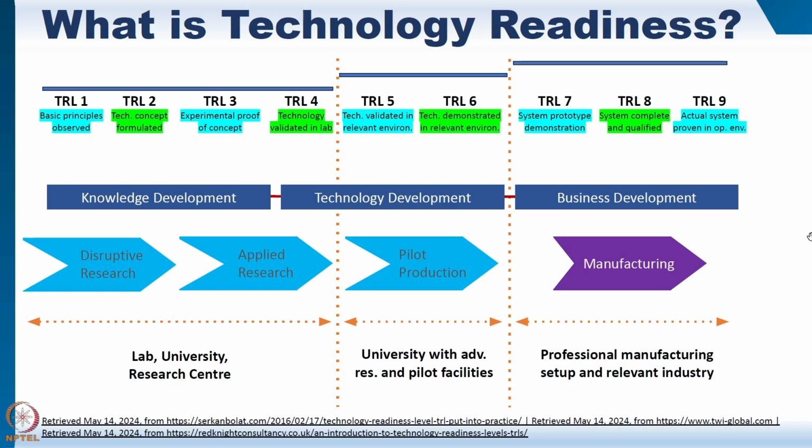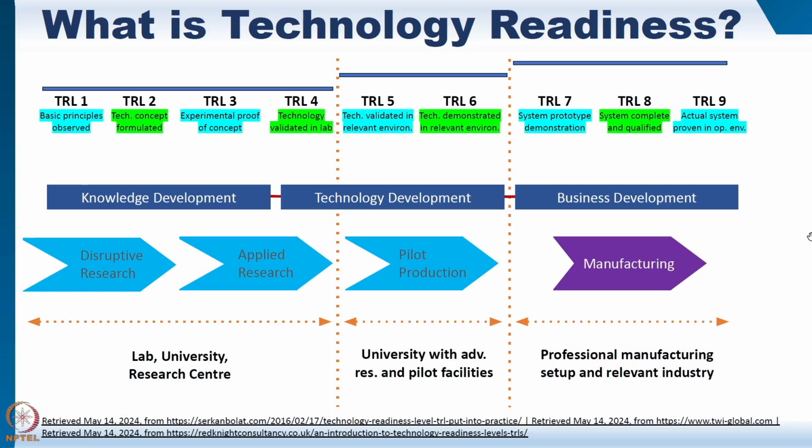The second is a university with advanced research facility and pilot facility. So it's going to more standard research facilities where you can do pilots and showcase that in the environment you are talking about, that this is working. And the third is of course the professional manufacturing setup and the relevant industry. So you can see three different verticals at three different locations: first the knowledge development, second the technology development, and the third thing is the business development. It is very important to understand that at these three different locations, knowledge development, technology development and business development happen.